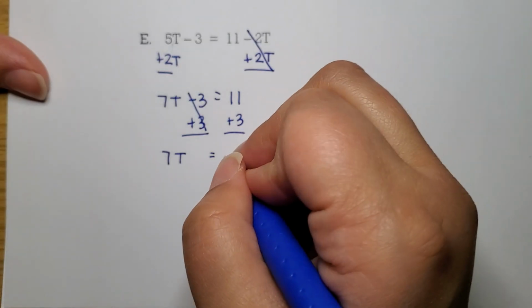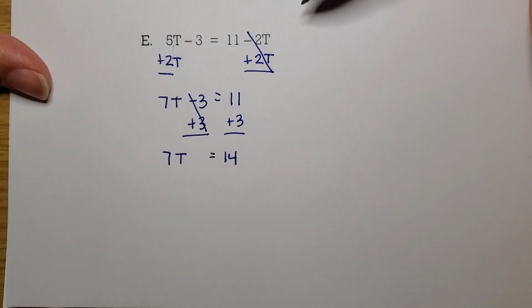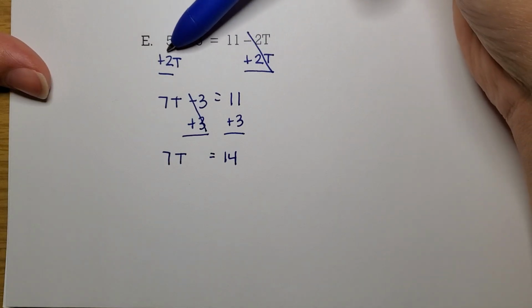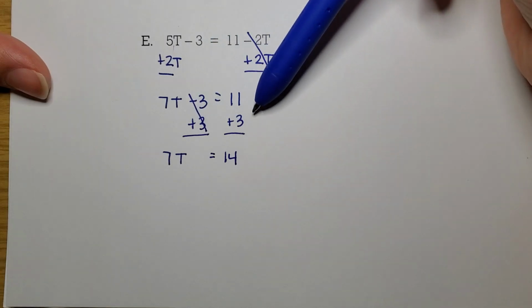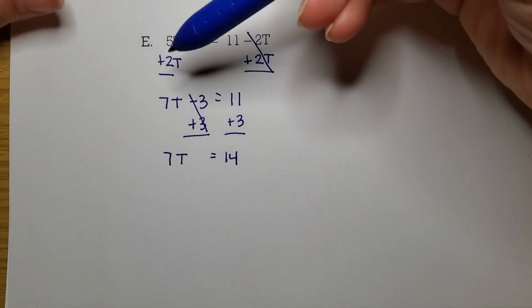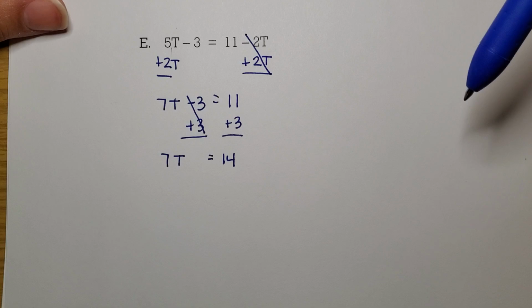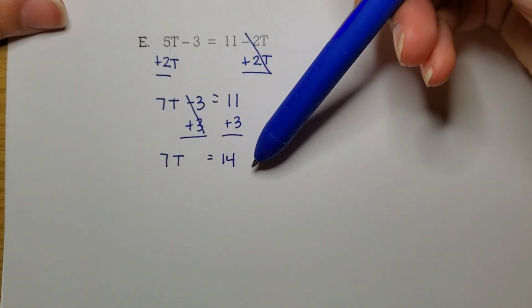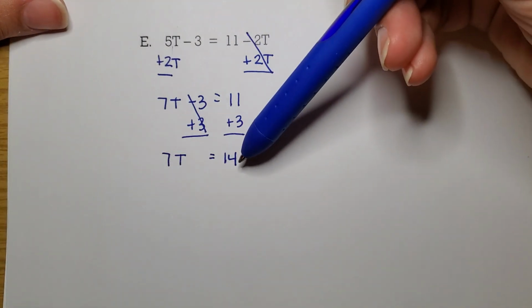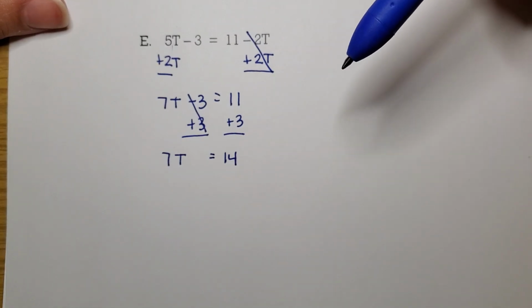And 11 plus 3 is 14. So notice on this equation, we've now used the addition property twice. The first time was to move the t's to the left, and the second time was to move the numbers to the right. So when you're trying to balance out the letters versus the numbers, you do that by using the addition property. Once you've reached this stage where you just have letters equal to just numbers, now you can go ahead and multiply or divide.